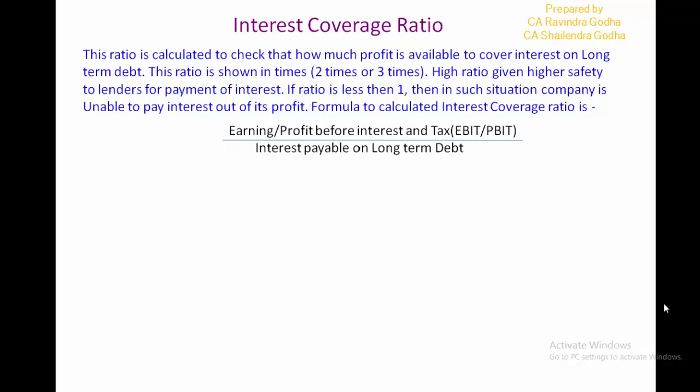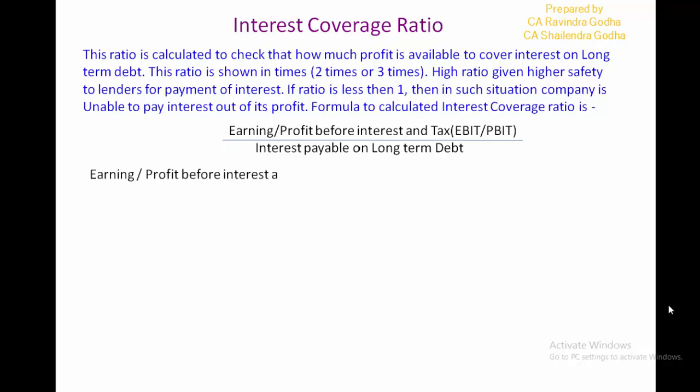The higher the amount of profit, the higher the ratio, meaning higher safety. The lower the amount of profit, the lower the safety. And if profit is less than interest, then in such a situation the ratio is less than 1, meaning the company is not able to pay interest out of its profit.